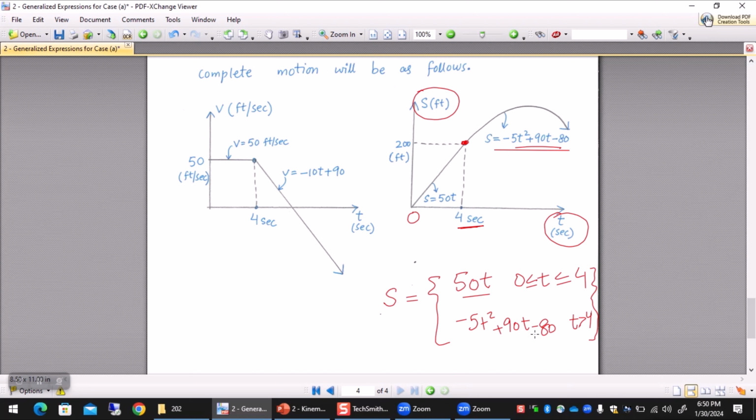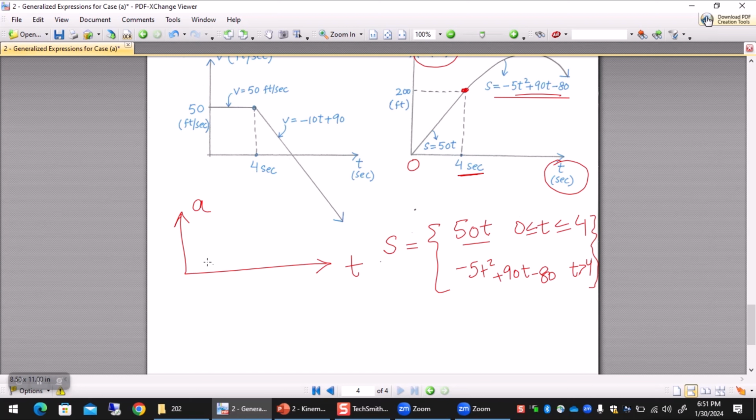One last thought experiment: if you want to plot acceleration, which is given here, versus time, it would look like this on the same scale. A versus T, for example, would look like this. It will start from 0, right, 0 value, and at 4 seconds exactly, it suddenly becomes -10 and then remains constant up to any time t, right? So it's 0 for the first 4 seconds, and then up to any indefinite time t, it remains constant at -10.